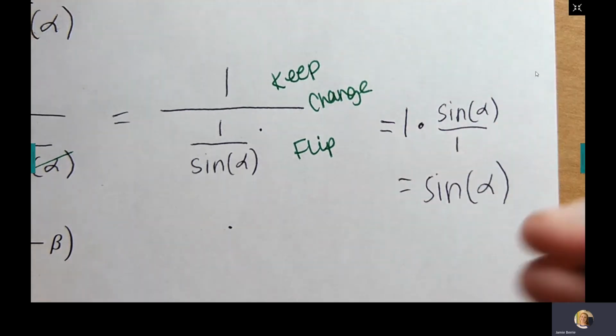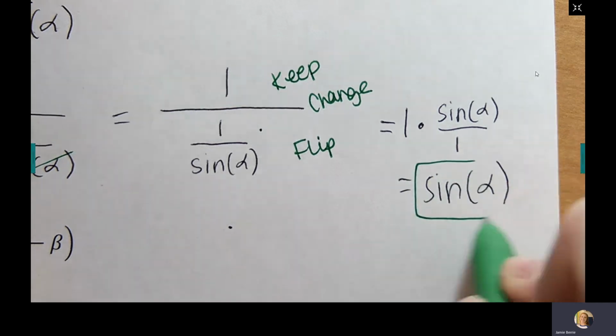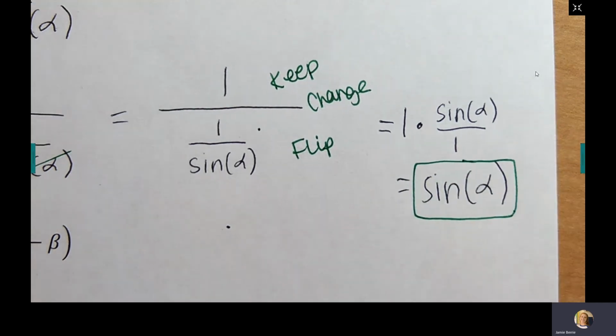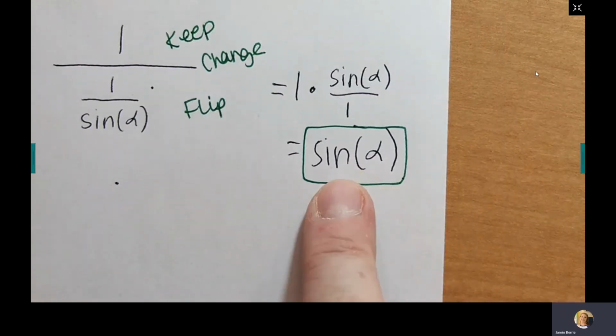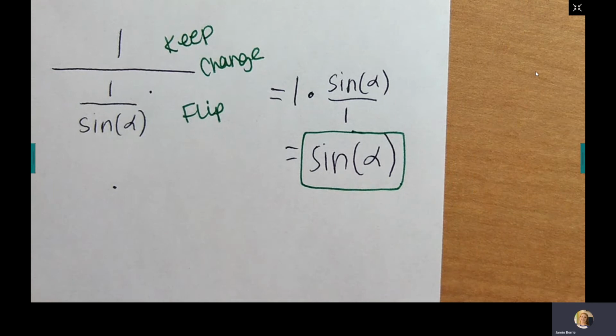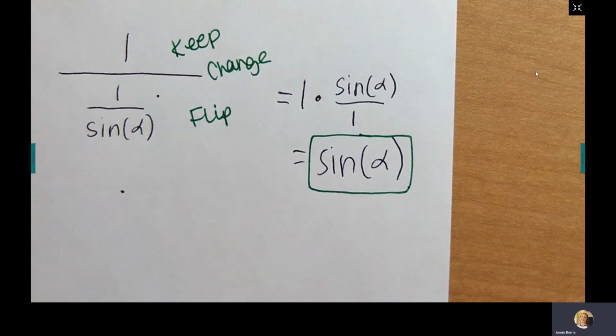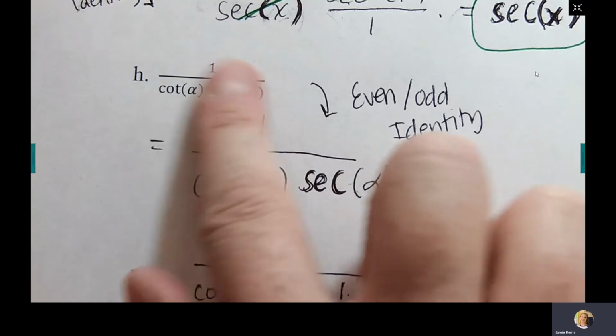Your turn. Again, the whole purpose of this is simplifying these so that whenever we get to the solving equations part, we can take something complicated like this fraction and rewrite it as just sine alpha, which is much easier to solve. You would look on the unit circle and figure out where sine alpha is equal to 30 degrees or pi over 4 or whatever. So this is much easier to work with compared to this big fraction.